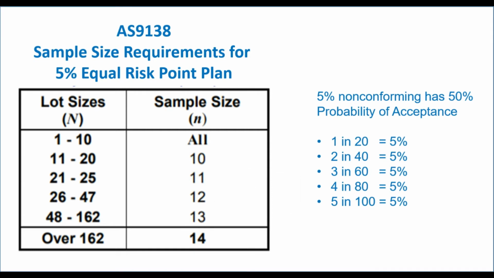Finally, we have a category of over 162, and this is kind of an anomaly because actually the answer is 13. This plan maxes out at 13. So there was some human judgment here that said, well, you know, we used 162, had a 13-piece sample, let's make it 14. So this was strictly a human judgment.